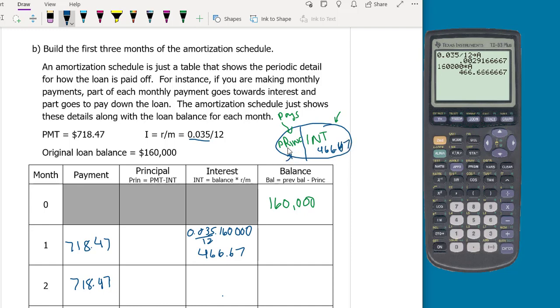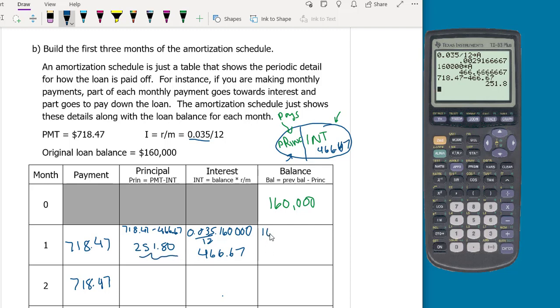So the amount of principal, remember the total payment is $718.47. So the amount of principal, all we have to do is take our $718.47 and subtract our $466.67. So we end up with $251.80. So again, we took the 718.47 and we subtracted the 466.67.